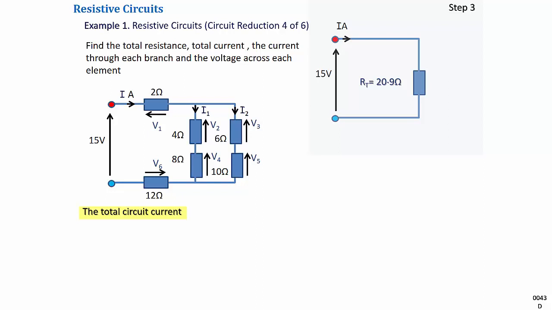To find the total circuit current I, applying Ohm's law to the equivalent circuit from step 3, so I equals V divided by R. Substituting the values, I equals 15 divided by 20.9, which equals 0.718 amperes.